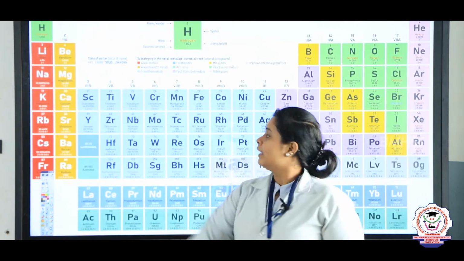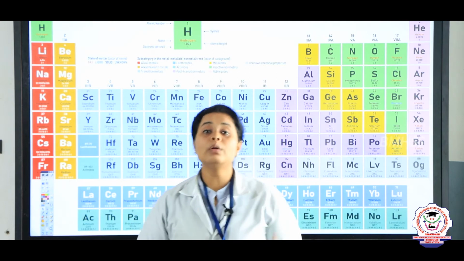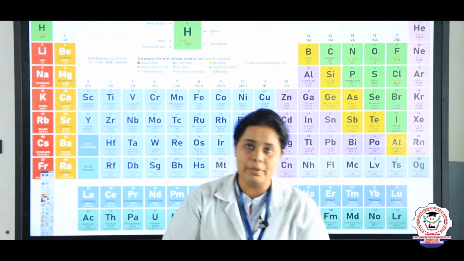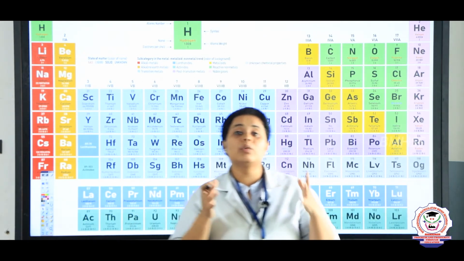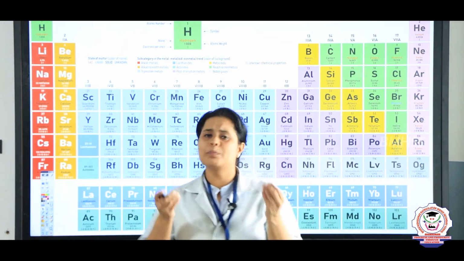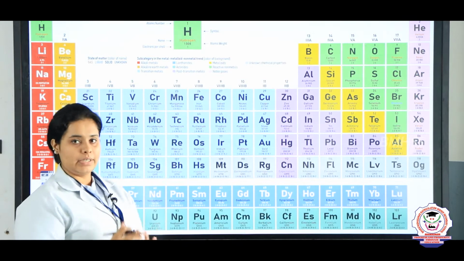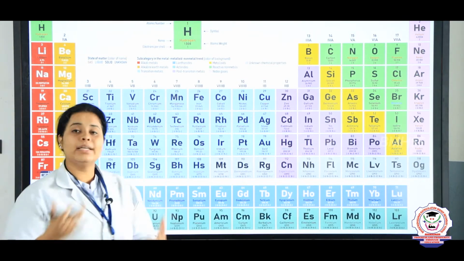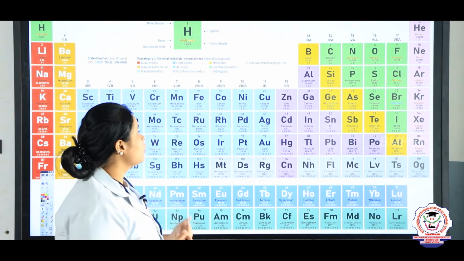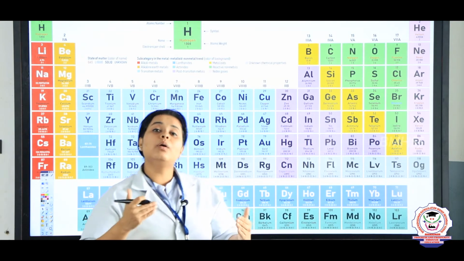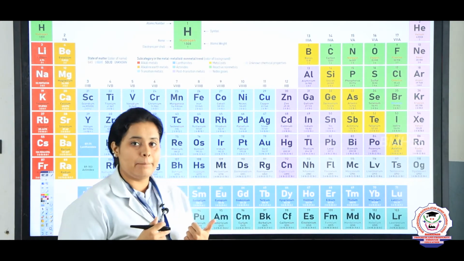So in the previous session we have talked about how the periodic table was formed, right? And later on it was confirmed that Mendeleev was the person who described the skeleton of the periodic table, right? So later on in this lesson we are going to study how the periodic trends happen, right?